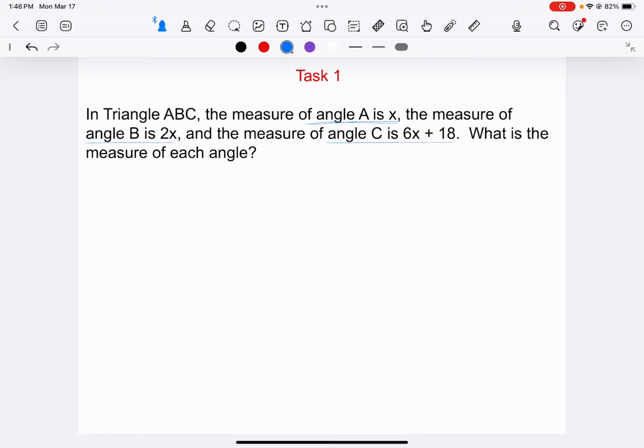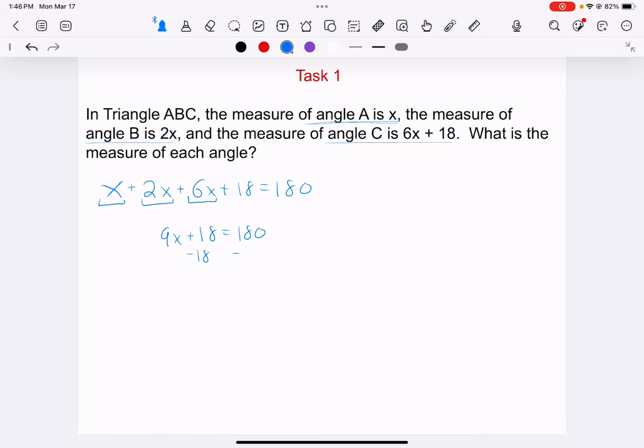Since these angles are all inside the triangle, they're going to add up to 180. So I know that x for angle A plus 2x for angle B plus 6x plus 18 for angle C equals 180. Now I can solve this equation. When I combine my x's, I'm left with 9x plus 18 equals 180.